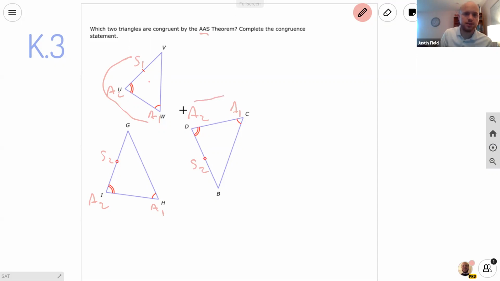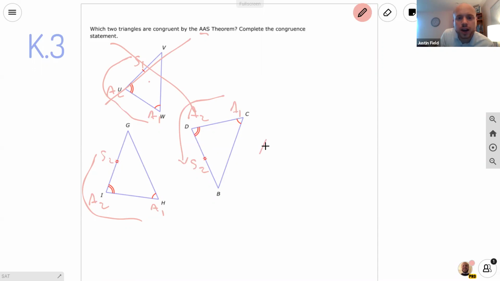This is also an angle, angle, side. And this is, oh no, they're all angle, angle, side. But which two triangles are congruent? S1, A2, A1, S2, A2, A1, S2, A2, A1. Okay, so that's out. So it's got to be these two because these have a S2, A2, A1. That one has a S1.